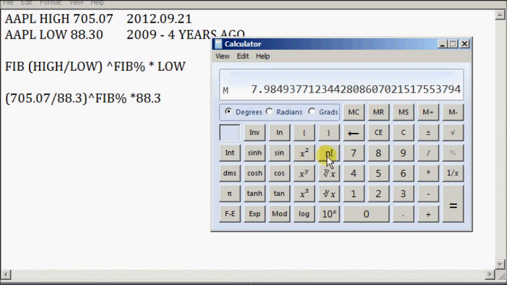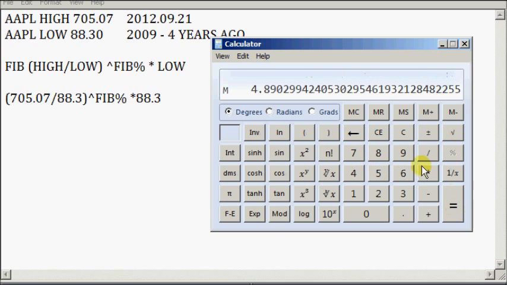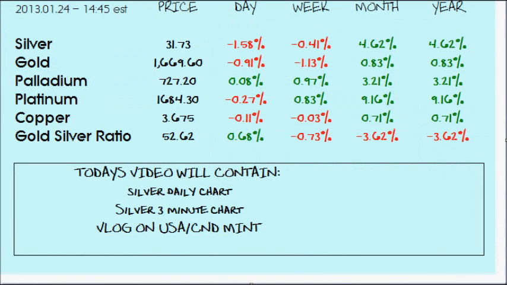We take the next one, the 23.6% retracement, so we put it to the power of 0.764 and multiply by the low, and that would give us a price objective of about 431 or 432. That should be an area where some sort of support would be found. Doesn't necessarily mean it would be the bottom, however. Okay, so that will be the Apple Fibonacci.